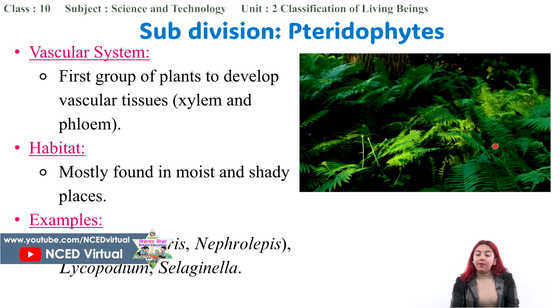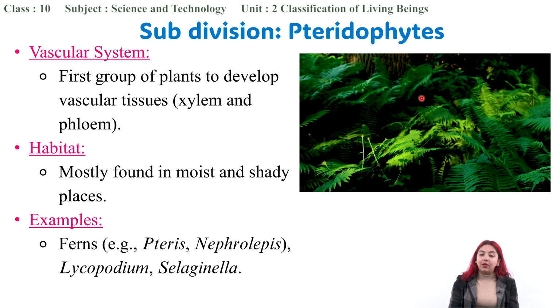It is mostly found in moist places or places that are cold and have shade in them. So it is mostly found in moist and shady places. A few examples of the plants that lie in this subdivision are, the first is the ferns, pteris and the nephrolepis, the lycopodium, selaginella. These all are the examples that you must remember that lie in the subkingdom pteridophytes.